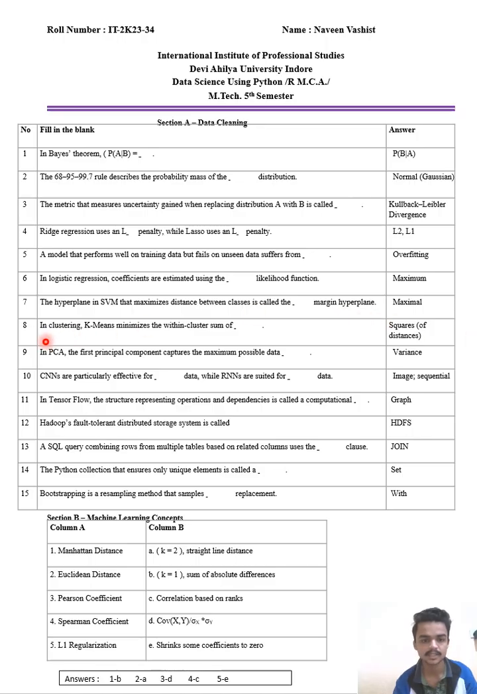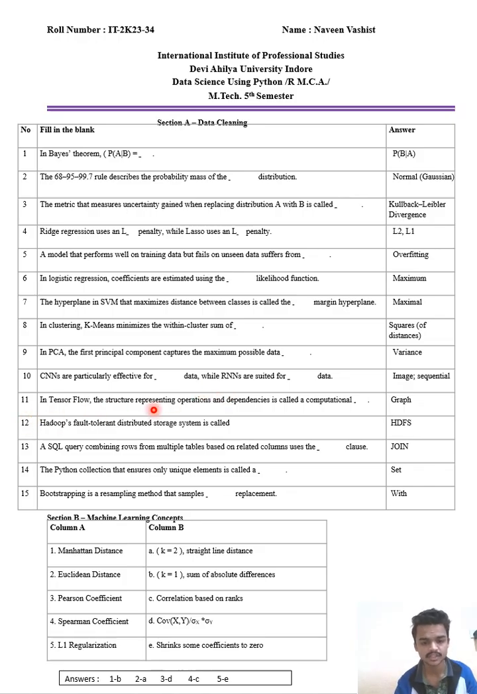Answer will be maximal. In clustering, K-means minimizes the within cluster sum of squares. In PCA, the first principal component captures the maximum possible dash of the data. Answer is variance. CNNs are particularly effective for dash data while RNNs are used for dash data. So the answer will be image and sequential. As we know, CNNs are particularly effective for images only.